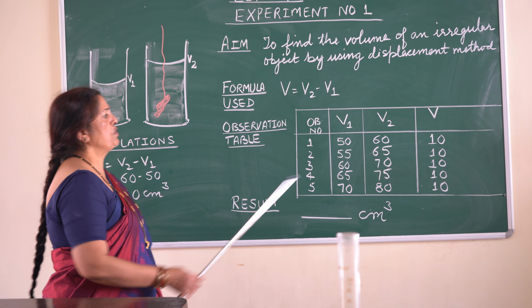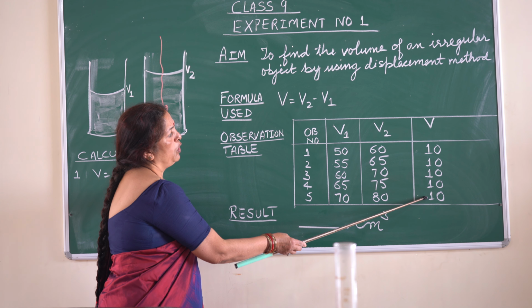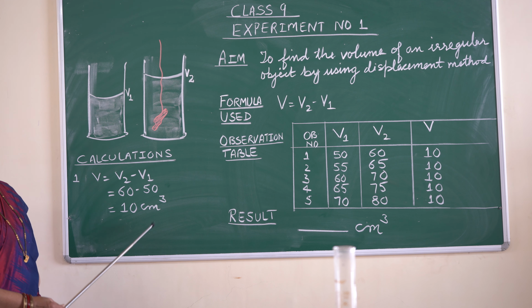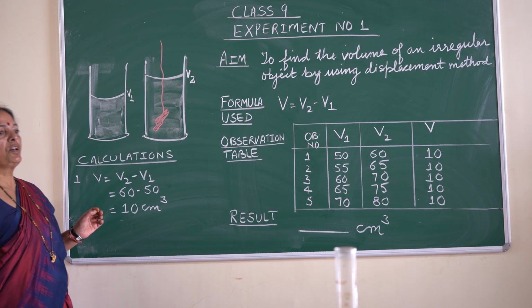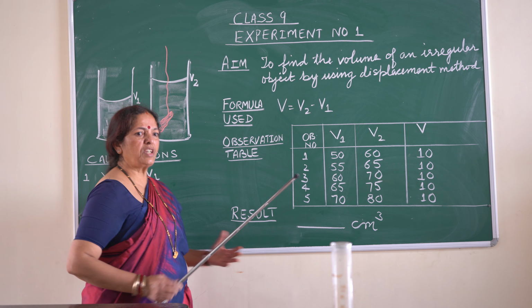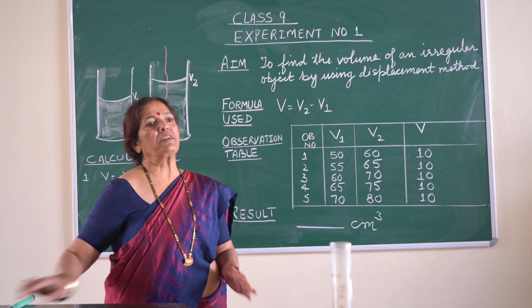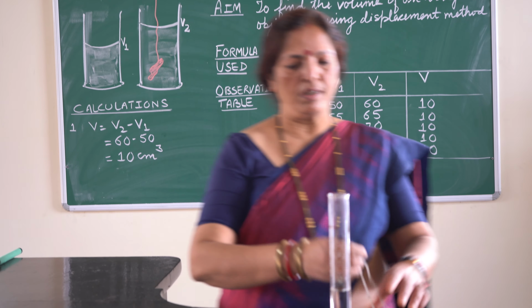But if suppose you find there is a difference appearing in the value of the volume of the irregular body, then you will be taking at the last the average of the volume by using the formula sum of the volumes divided by 5, because there are 5 readings. So I'll be adding all the values and I'll be dividing it by 5. Now let's perform the experiment.